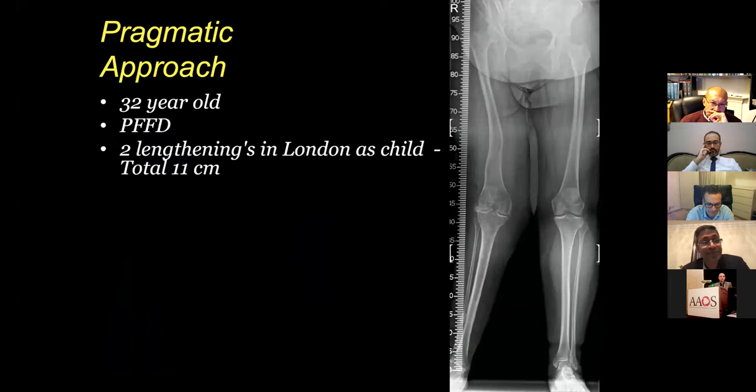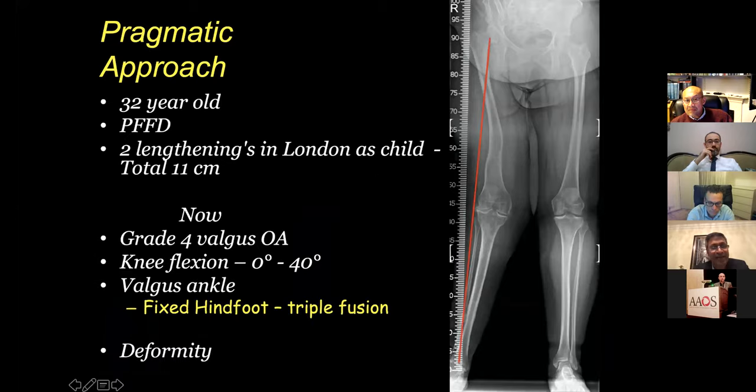Then sometimes you need to have a very pragmatic approach. This 32-year-old patient had a number of problems: previous PFFD, a number of lengthening surgeries, and a mechanical axis quite lateral. Now at 32, she has grade 4 lateral OA, limited knee flexion, a valgus hindfoot with a previous fixed triple fusion, and severe osteoarthritis of the hip, so multiple problems. Here we go, my aim is to just make the mechanical axis straight.